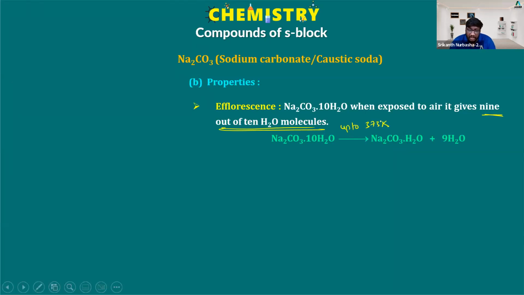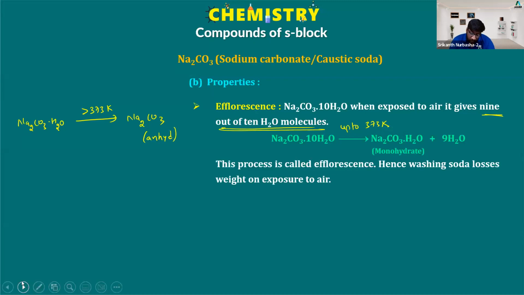If the temperature is maintained greater than 373, then what happens? The Na2CO3.H2O that you have, that one molecule is also going to be lost. One molecule of H2O is also going to be removed, and we get anhydrous. This process is called efflorescence. Hence, washing soda loses weight on exposure to air.